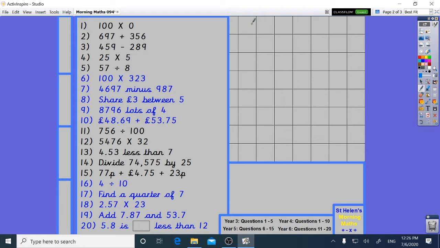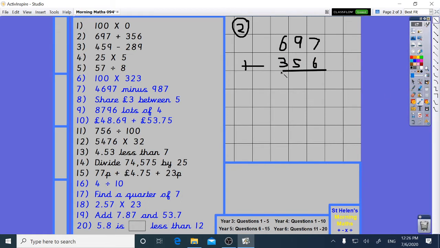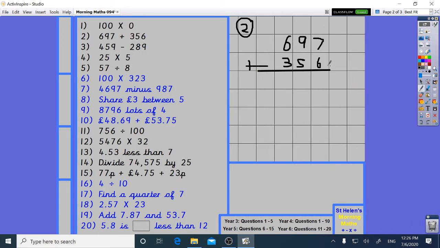Okay, number 2 says 697 plus 356. My very simple math, I'd take 3 off here, make 700, and then add the 353, so I'd get 1053. I will write it down using the standard method so you can see exactly how I've done that, just as a double check. Laid up nicely.